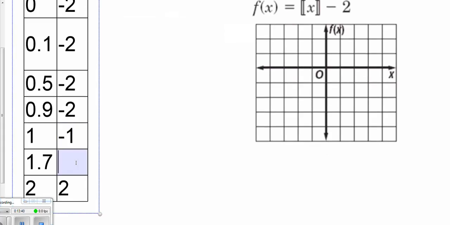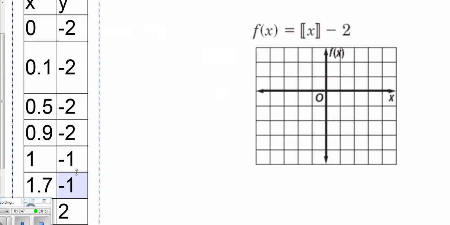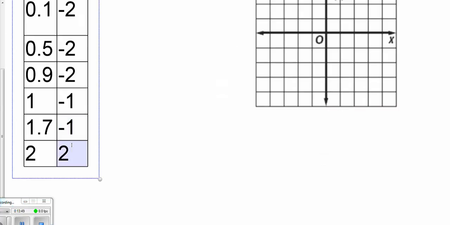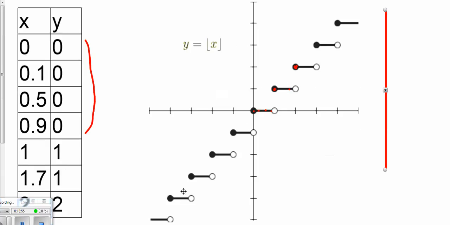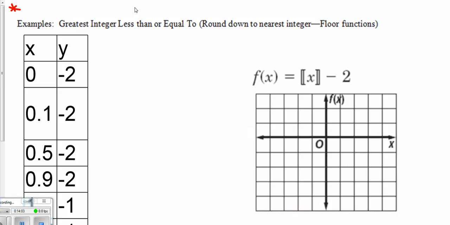This one would also come out to a negative 1. Once we reach 2 here, 2 minus 2 would get us to 0. So basically this function should graph out just like this, with all of these being 2 less. So this piece should actually start down here. It'll look something like this.